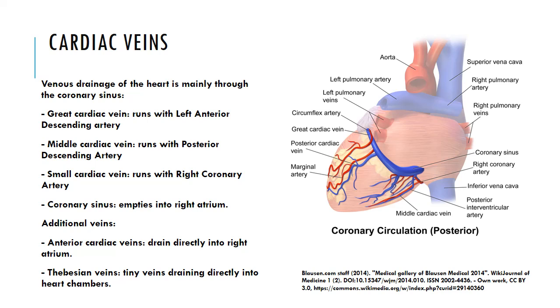Cardiac veins. Venous drainage of the heart is mainly through the coronary sinus, which empties into the right atrium. The great cardiac vein runs alongside the left anterior descending and drains the left ventricle and interventricular septum. The middle cardiac vein runs with the posterior descending artery, draining the posterior portion of the heart. The small cardiac vein runs with the right coronary artery, draining the right atrium and ventricles. Other veins include the anterior cardiac veins, which drain directly into the right atrium, and the Thebesian veins, which are tiny veins that empty directly into the heart chambers.